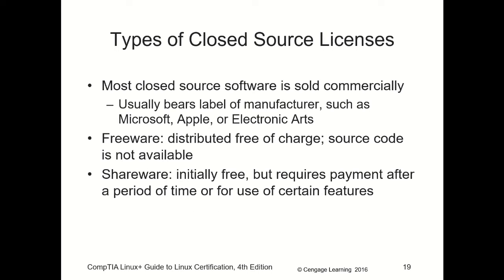The types of closed source licenses are: most closed source software is sold commercially, usually bearing the label of manufacturers such as Microsoft, Apple, or Electronic Arts. Freeware is distributed free of charge, but the source code is not available. Shareware is initially free but requires payment after a period of time. Remember, like WinZip, you can download it, but it will require you to acquire the license after a certain period of time.